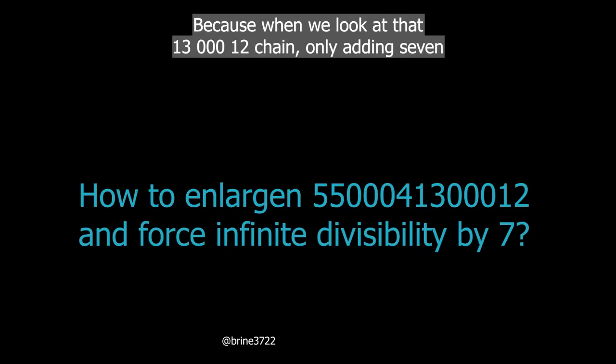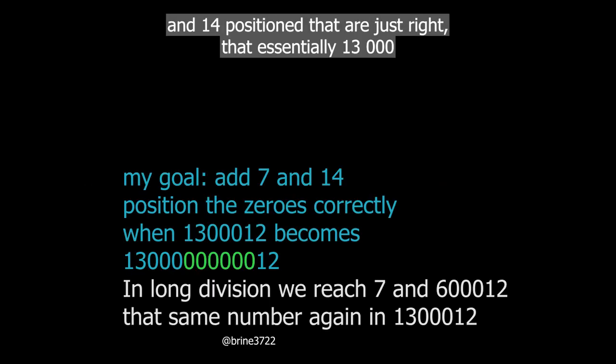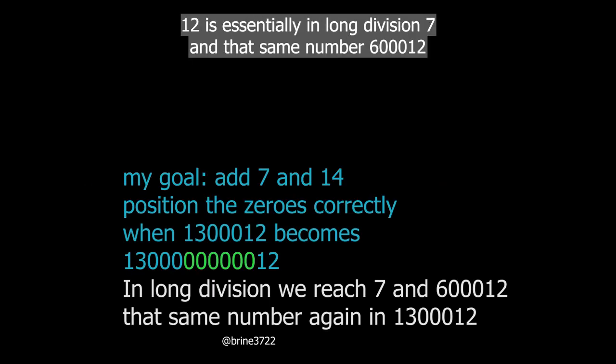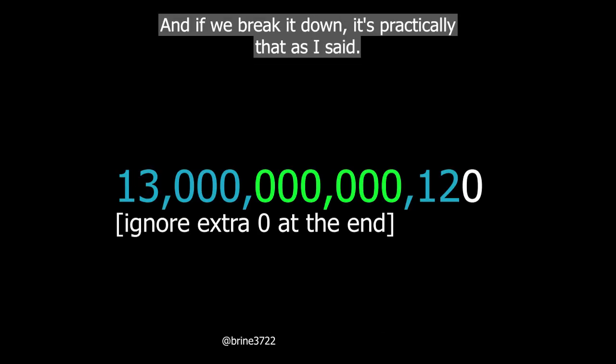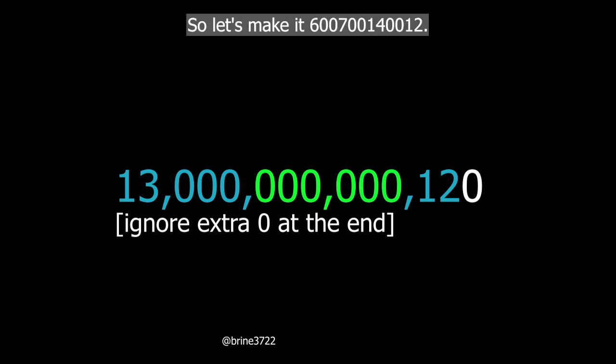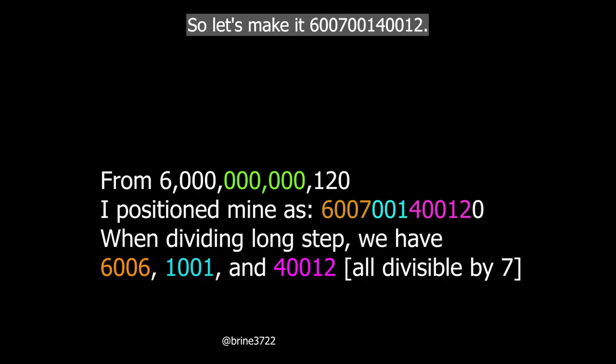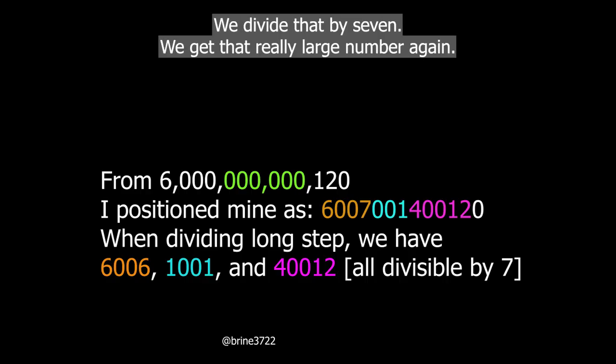Because when we look at that 13,000,012 chain, only adding 7 and 14 in positions that are just right. And essentially, 13,000,012 is in long division 7, and that same number 6,000,012. But our goal here is to put 7 and 14 in any of these random zero positions. If we break it down, it's practically that, as I said. So let's make it 6,007,000,014,000,012. We divide that by 7, we get that really large number again.